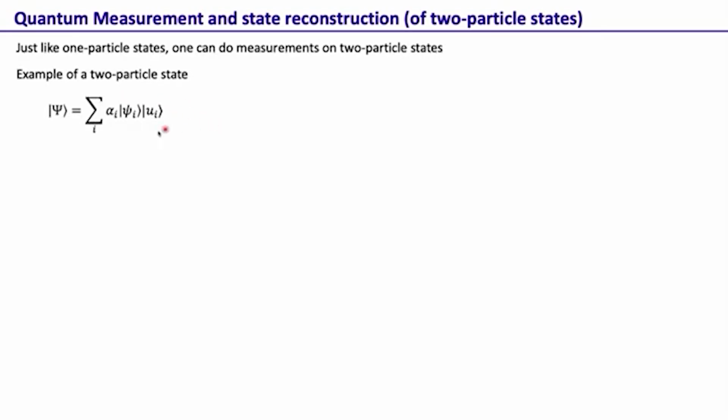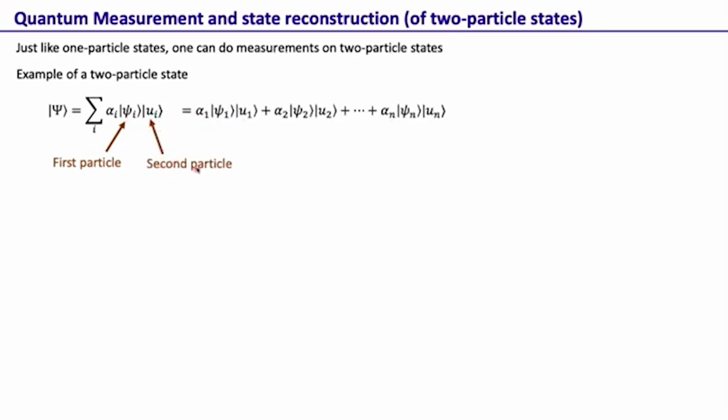Let's take an example of a two particle state. Here I'm writing psi as the sum over psi_i u_i. The psi_i is the state associated with the first particle, the u_i's are the states associated with the second particle, and we can write this state psi in this form as a superposition. So this state can be in this first term, where the first particle is psi 1, the second particle is u1, and that's the coefficient. It can also be the first particle is psi 2, the second particle is u2, with the coefficient alpha 2, and so on. So that's a two particle superposition state.